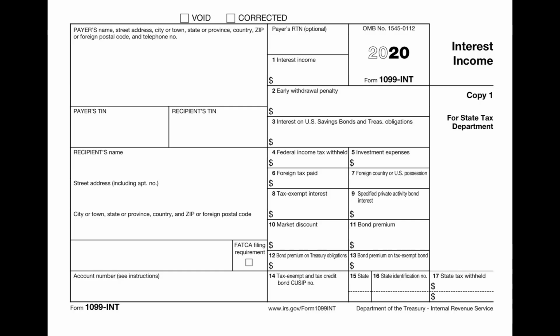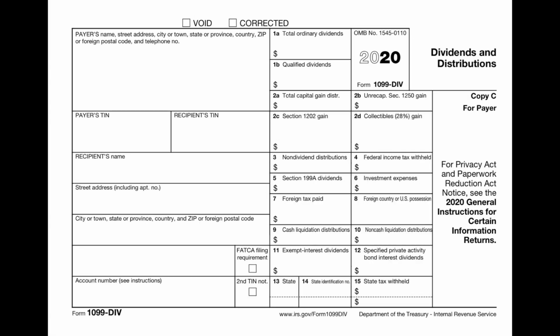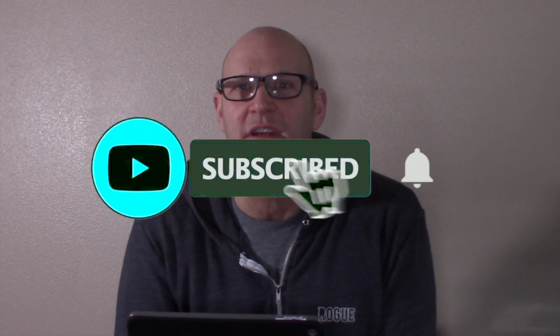Anyway, if you guys have any questions about this, put them in the comments. Remember the three big forms: the 1099-INT, the 1099-B, which covers all of your taxable capital gains and losses, and then the 1099-DIV, which is for all your dividend income that you make throughout the year.